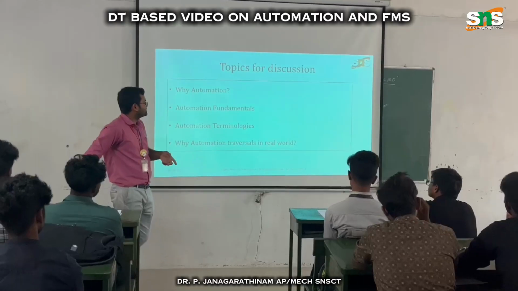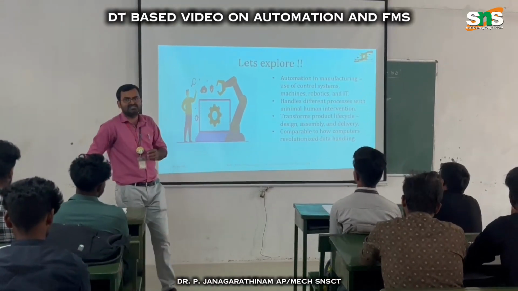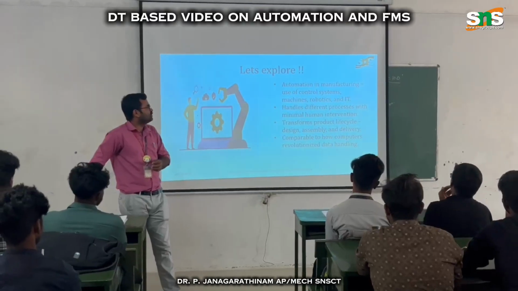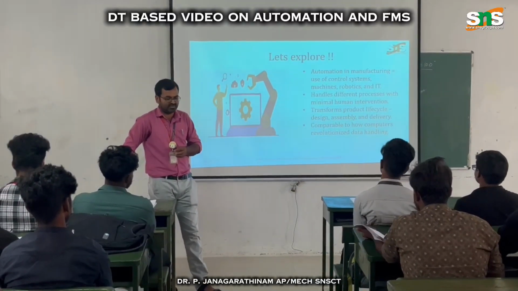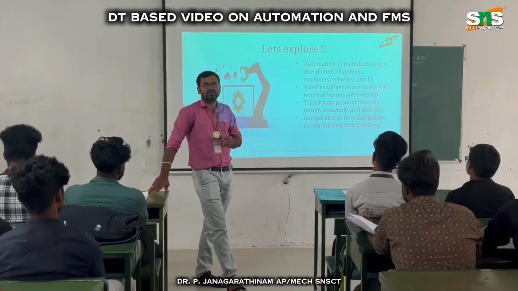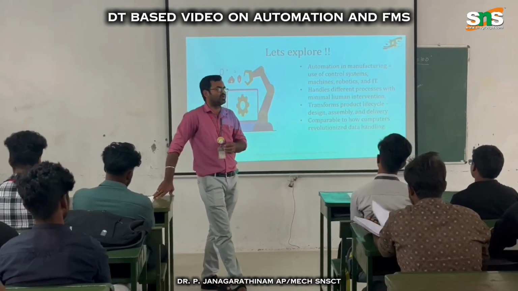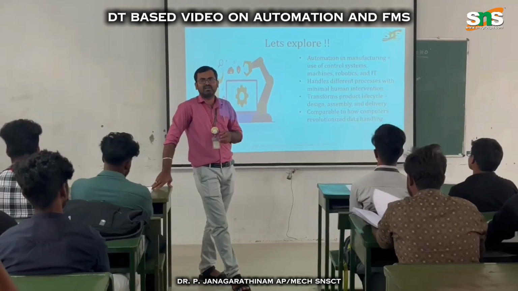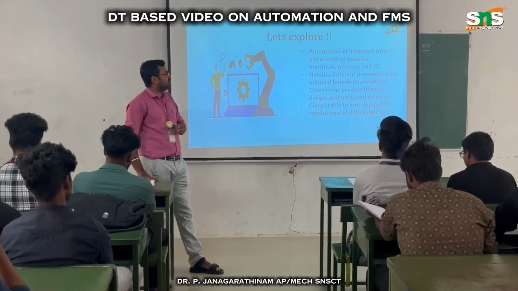Okay, so next. Automation is a manufacturing process used to control machines and robotics, and some IT tools like AI and IoT. Other than that, machine learning, which is used for programmable code. All of this is incorporated in our automation system, and it handles different processes with minimal human intervention.